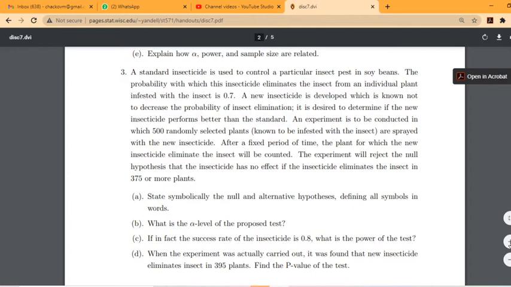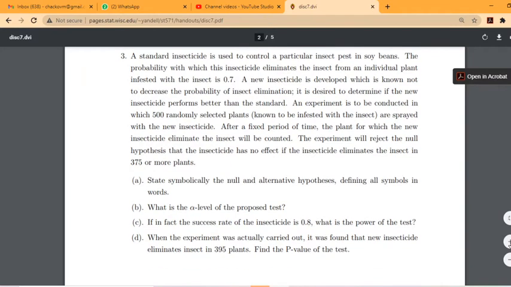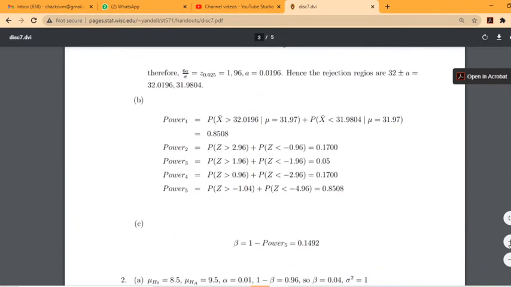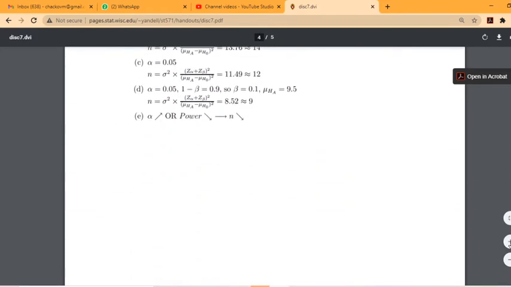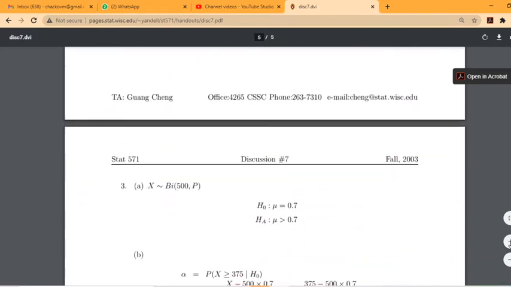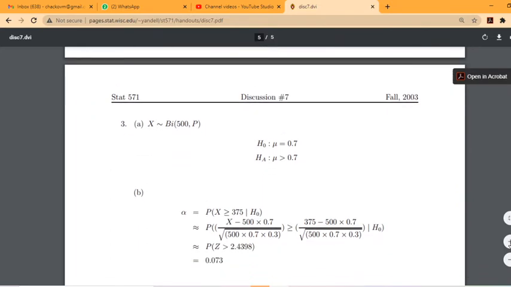So this is a typical hypothesis testing problem. Several pieces of information are given. So what is the information given? Look at this. There are two possibilities for the random sample of 500 observations. The new treatment will eliminate the insects; that can be considered a success. If the new treatment does not eliminate them, that is a failure.